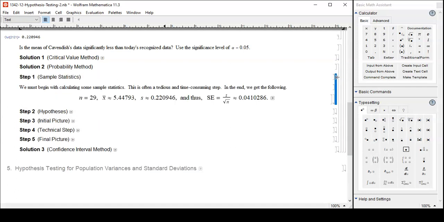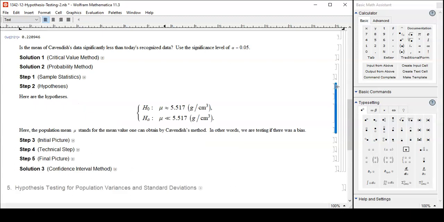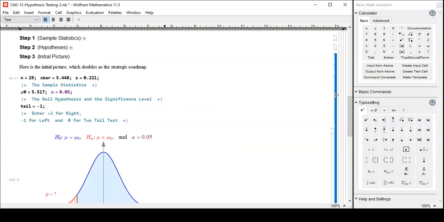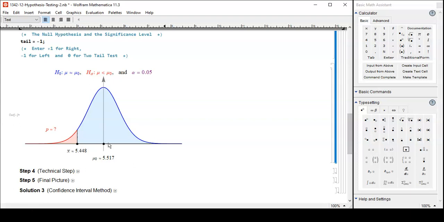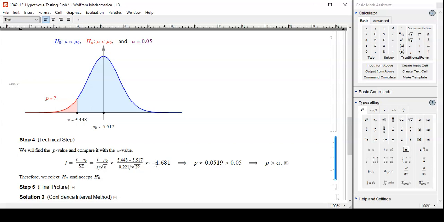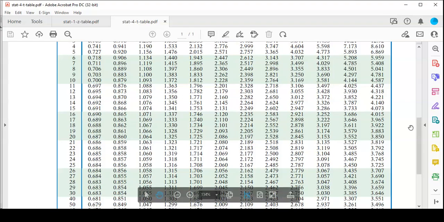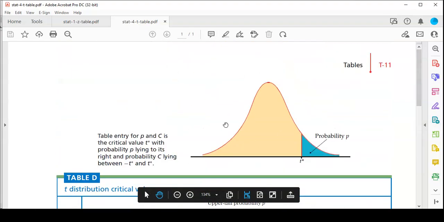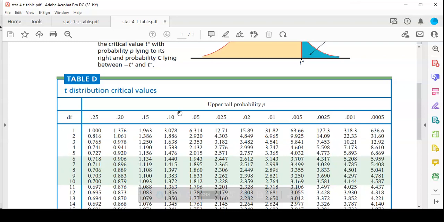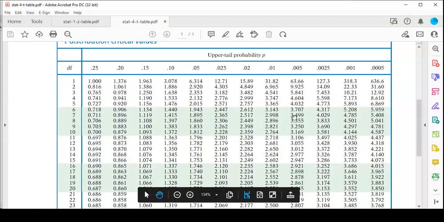Okay, sample statistics, all right. Hypotheses, okay, all right. The initial picture is like this. 5.517, 5.448, and we have to find out this probability. And how do you find it? Calculate the t-score, come like this. And how in the world are you going to calculate this p-value? Because if you look up the t-table, there's no way you can calculate the probability for a general t-score.